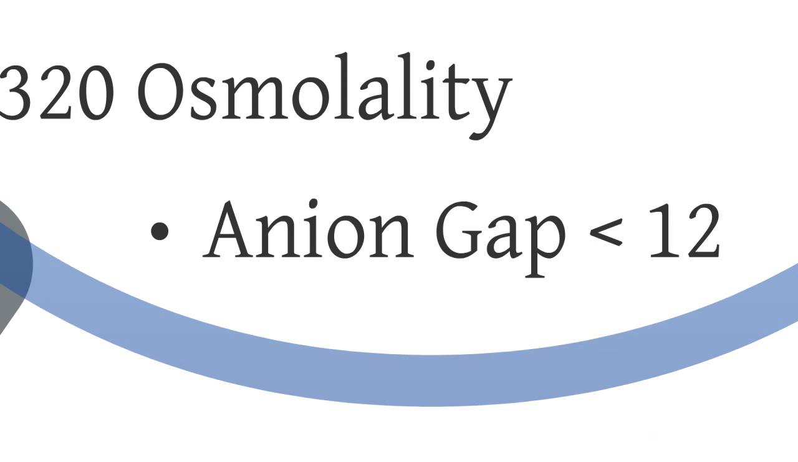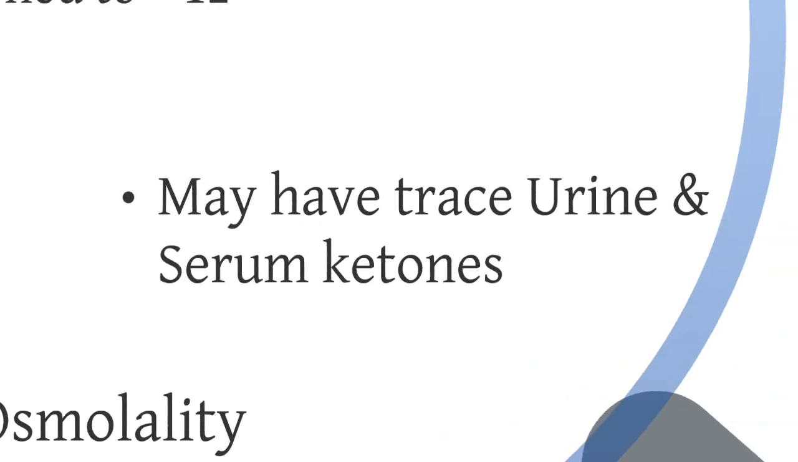The one confusing feature between DKA and HHS, again, these are a spectrum of disease, is that rarely HHS may present with trace urine and serum ketones. But again, it's understanding that these diseases are spectrums or ends of a spectrum of disease. So there will be patients that fall in that middle category that have features of both diseases. Don't let this throw you off. Stick to the main features of these diseases to differentiate between HHS and DKA.